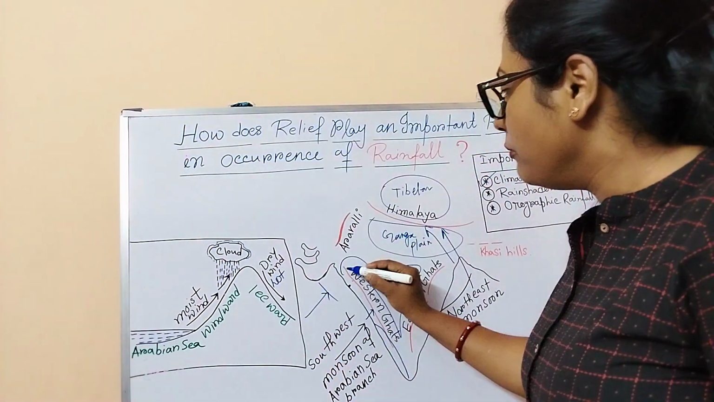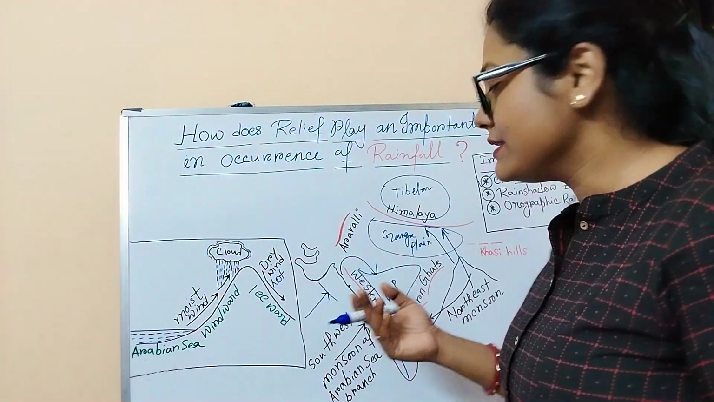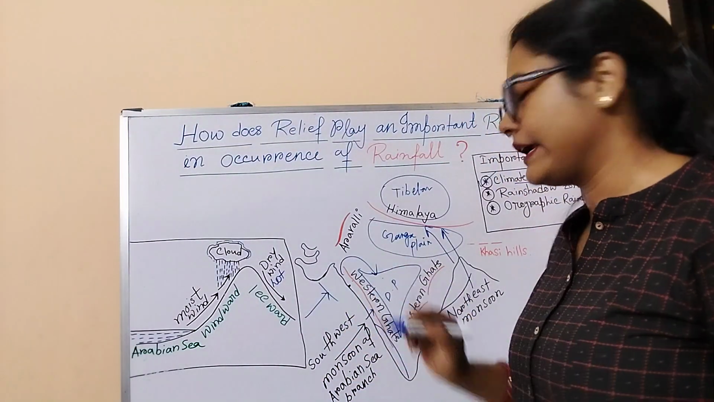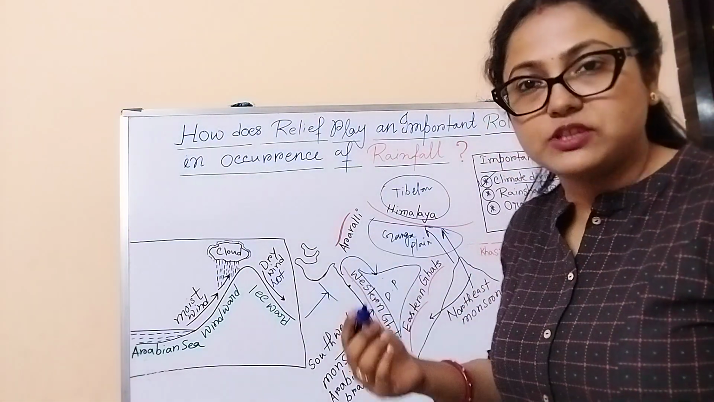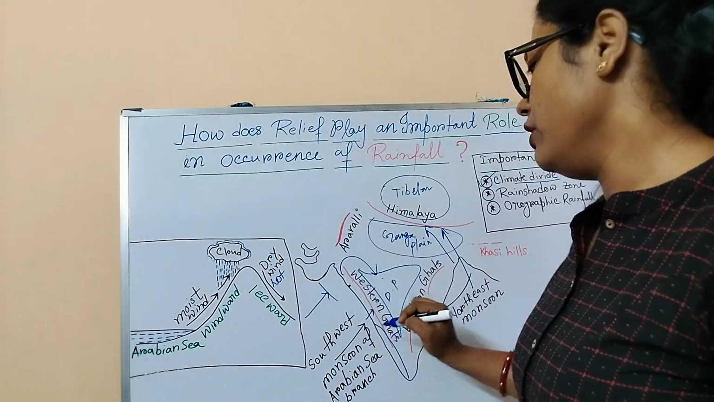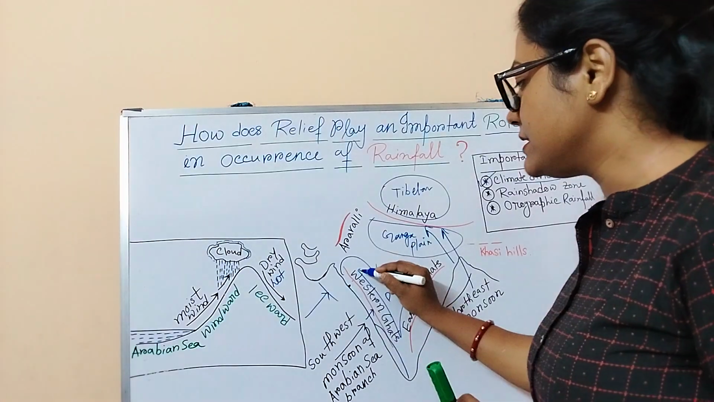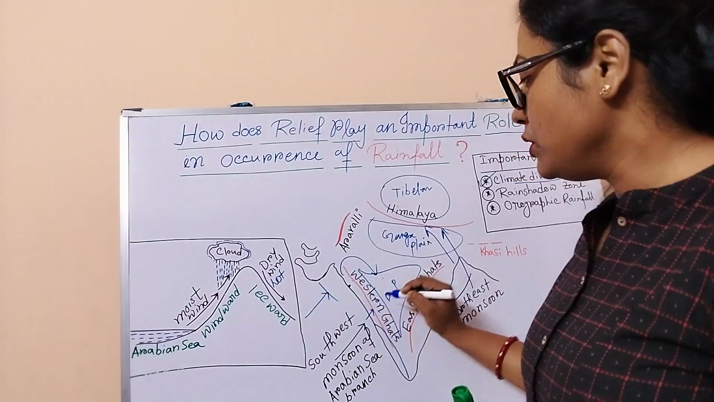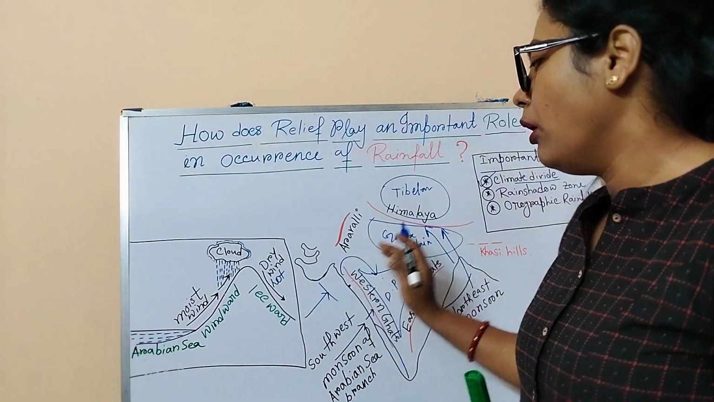Because what happens, when this wind comes to this side, it becomes hot and dry. So it doesn't bring that much rainfall in the Deccan Plateau region, even in the places situated in the leeward side of Western Ghat. So this is the effect of Western Ghat. Understood? So in this way, Western Ghat controls the rainfall pattern of India.